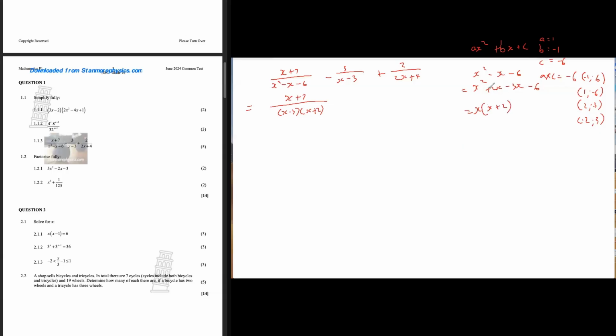So how did I get x plus 2? Once we find our common factor, we divide each of these terms by our common factor. So x squared divided by x, you're going to be left with x. And 2x divided by x, we're going to have 2. And we do the exact same thing here.